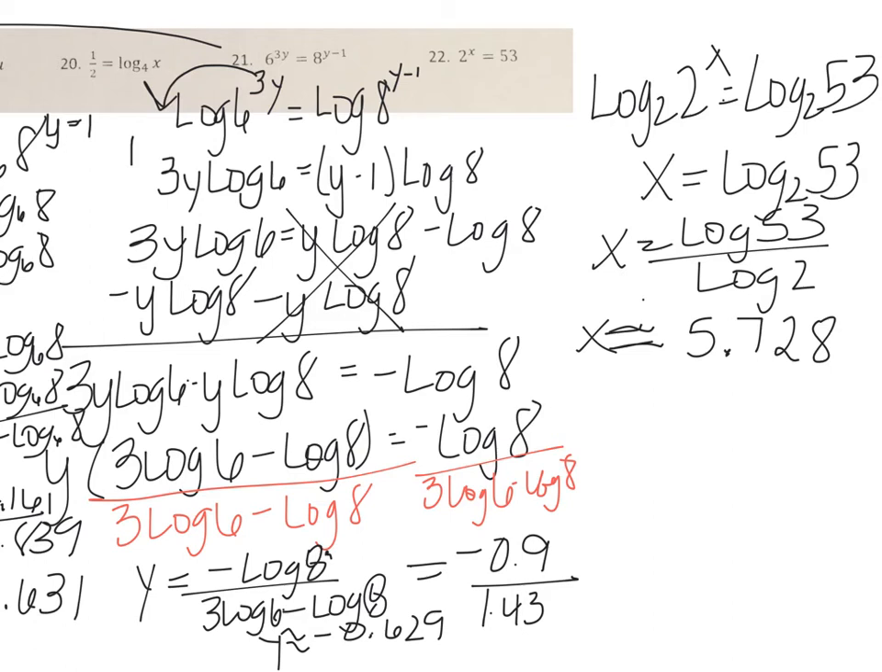And it looks about right because 53 is between 32 and 64, which is 2 to the 5th and 2 to the 6th power. So that's one way you can kind of see if it's about right and you plugged it in correctly.